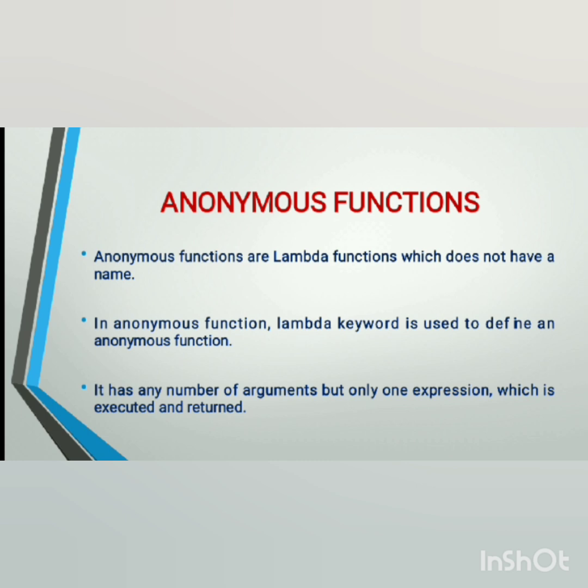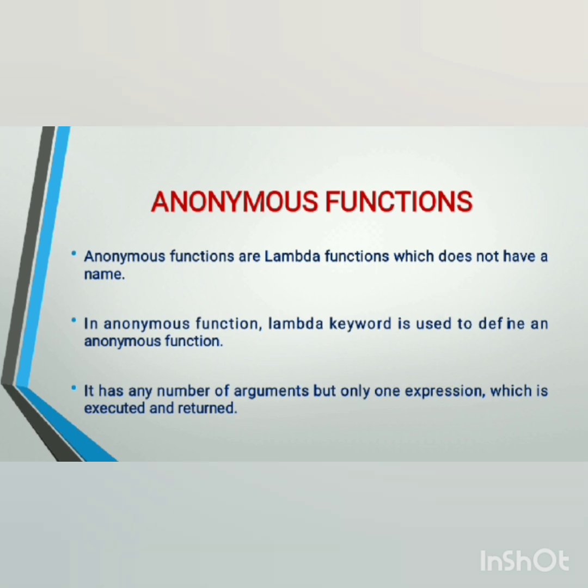So I will repeat what is an anonymous function. There is another name for anonymous function, that is called lambda function. In an anonymous function, no need to use the function name, right? Next thing is, it uses the keyword lambda, which denotes it is an anonymous function. Here we can have more than one argument, but the expression should be only one, right? After that it will execute all the code and return the output, right?